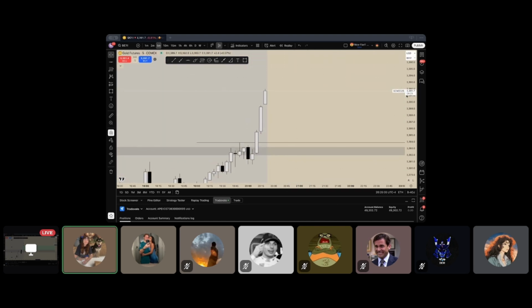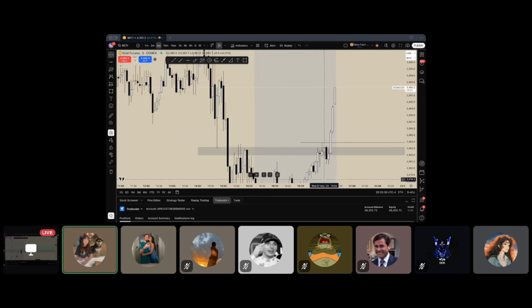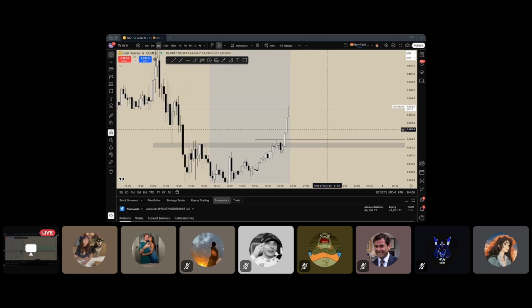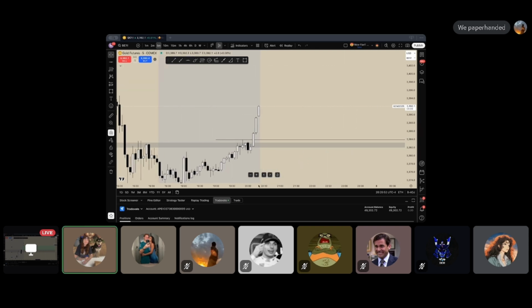Damn, y'all. 90 hit. Boom. They might run it all the way up to 4. Damn, y'all. What happened? They inversed that fair value gap. And then boom, y'all. Boom. That's a strong close off that fair value gap. That's very strong. Boom.